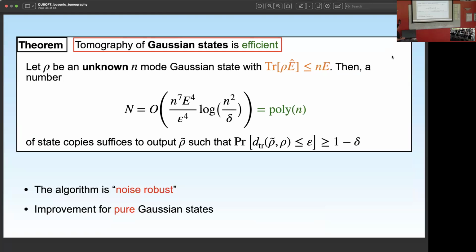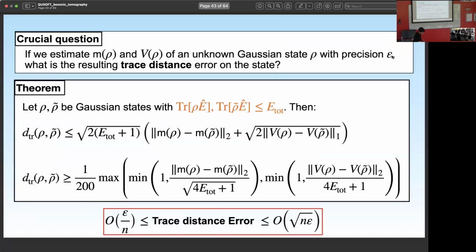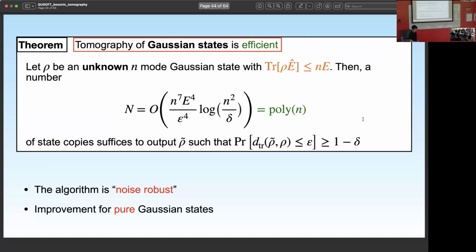So the algorithm is the basic one. Just measure the first moment and covariance matrix. The crux of the proof is the exact sample complexity analysis, and the important inequality is this one. This is the main step. The algorithm is noise robust in the sense that even if the state is not a Gaussian state, if it's a bit far from the set of Gaussian states, the algorithm is efficient. It learns with a sample complexity that is polynomial in N.